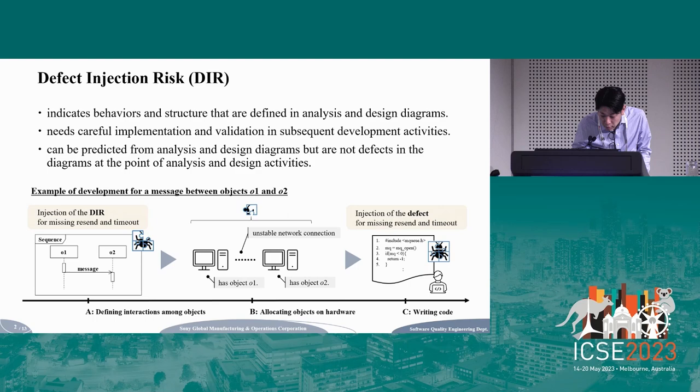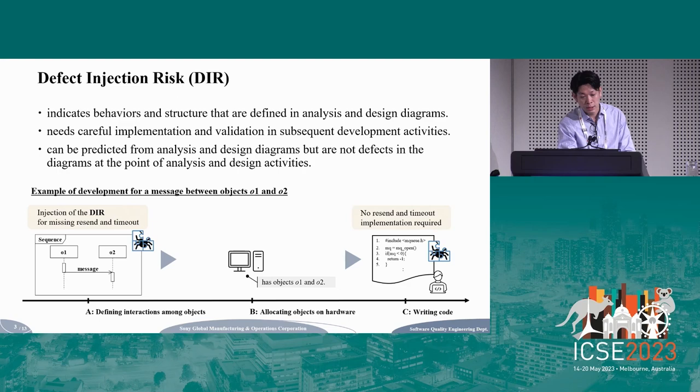This figure shows an example of a DIR injected during the development activities. Firstly, a sequence diagram representing a message between objects is defined in design. Secondly, the system configuration representing the message between objects in different computers joined by an unstable network connection is defined. Lastly, programmers implement product code based on the sequence diagram. At that time, the sequence diagram doesn't include a defect for missing, resend, and timeout as of A, because detailed implementations are determined as of B. Nevertheless, its defect is injected into the product code as of C.